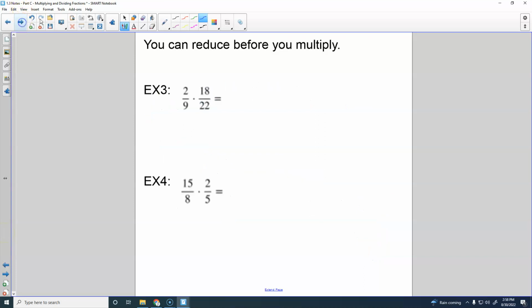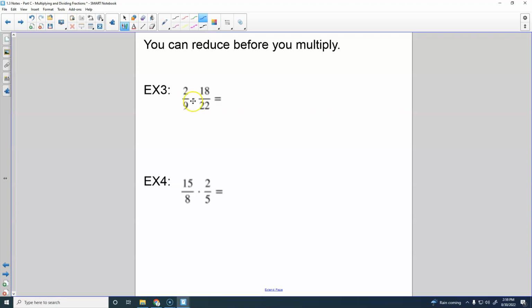All right. Now, a trick I want to show you. You can reduce before you multiply. You do not have to, but you can. So if I'm trying to do this, 2 ninths times 18 over 22, 2 times 18 and 9 times 22 are not multiplication tables that I know. So I'm going to have to do that over to the side. And then that's going to give me big numbers that I'm probably going to have to reduce. So I like to reduce before I multiply if I have really large numbers.